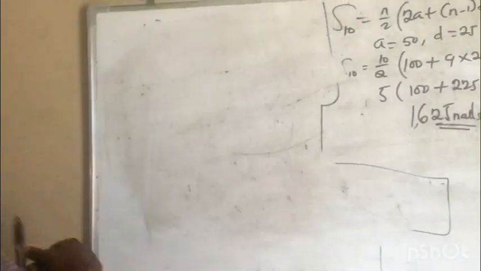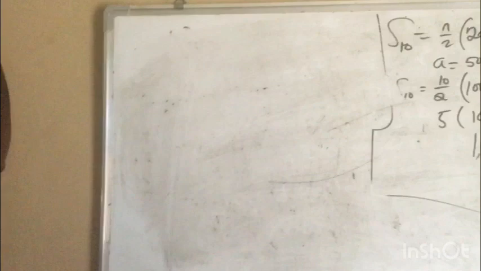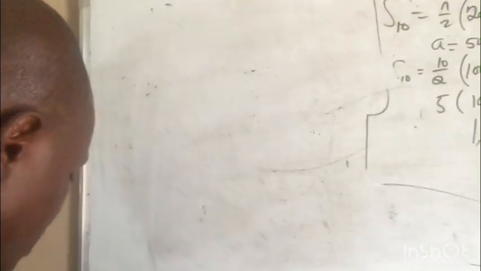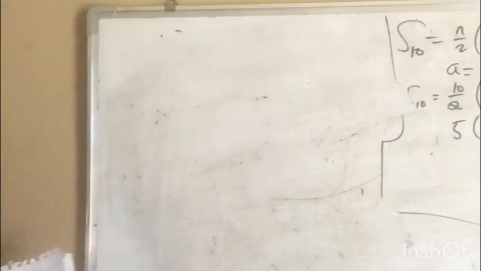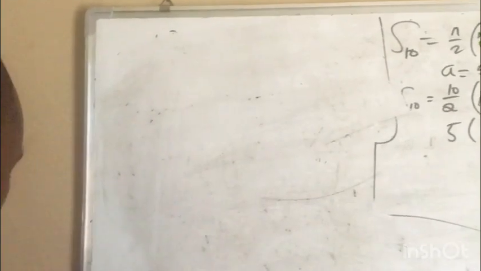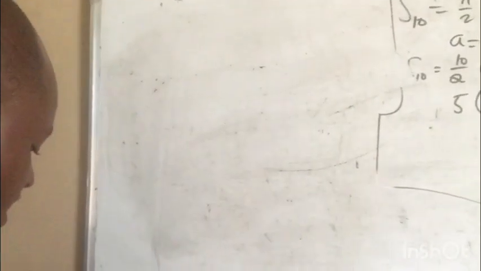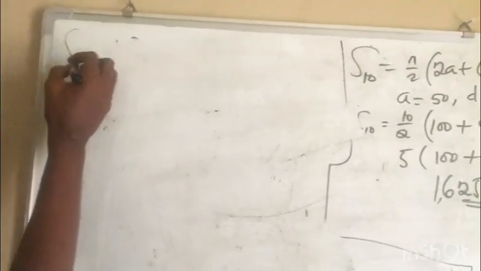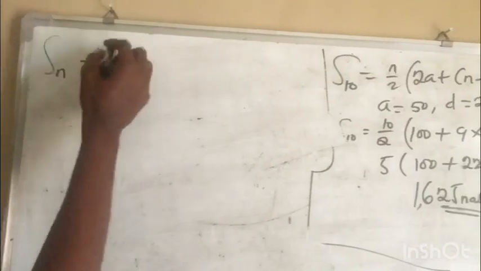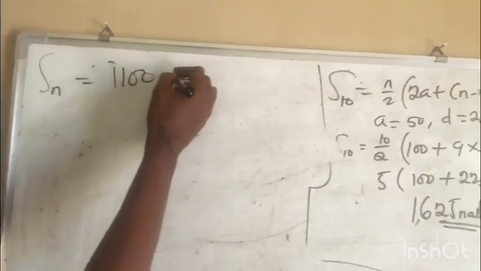Now to go to part C of the question. It says assuming he buys each of the packets starting from A, how many packets does he need to buy to have a total? They are giving us that Sn is 1100 nails, but we don't know n.